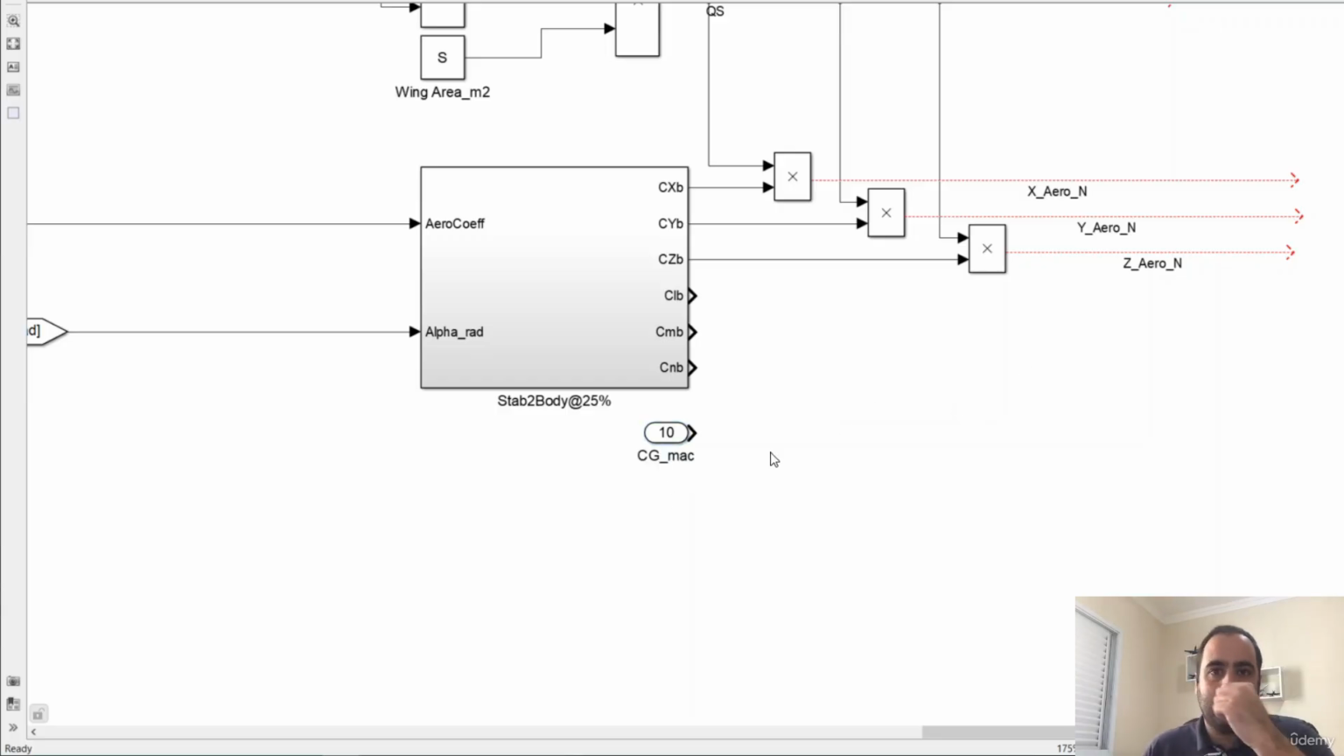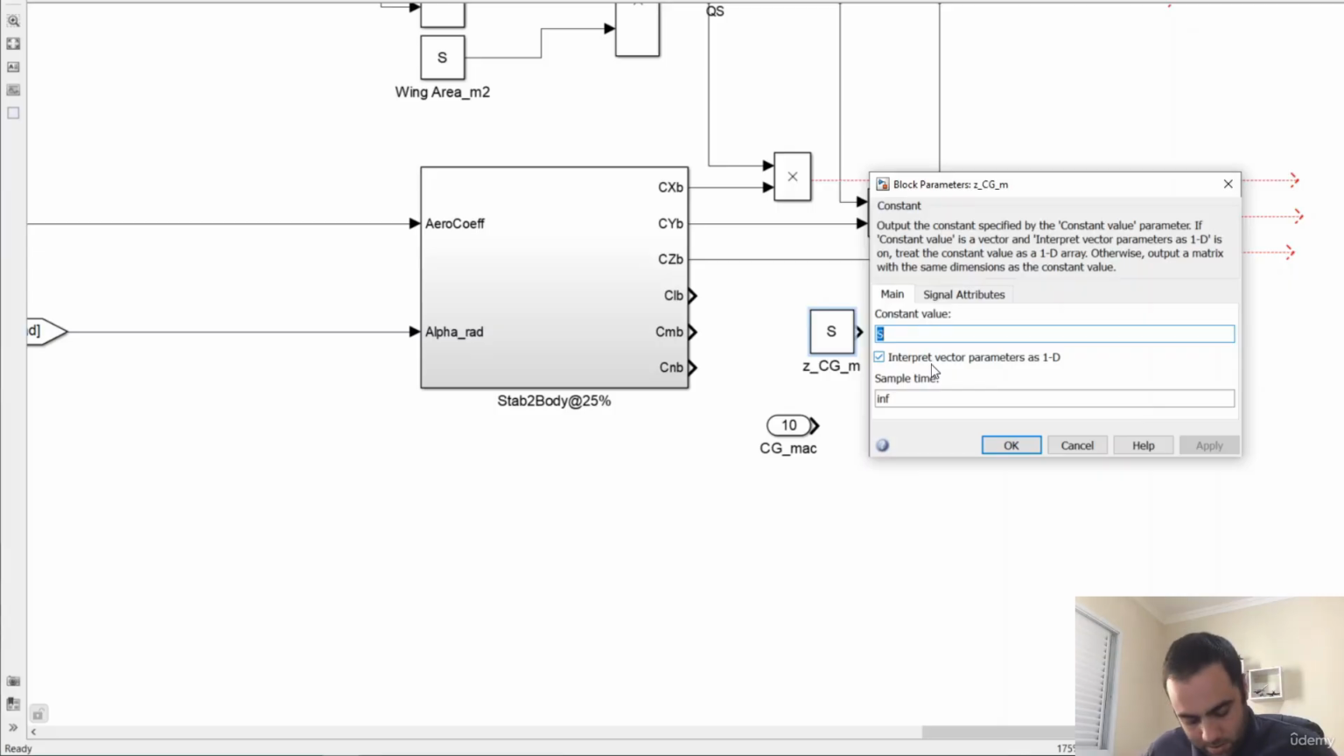Let's create this input here. So the CG is going to be defined by the user, so it can vary greatly. So we have the CG here as an input. We'll have the ZCG, which is kind of fixed, so we can just declare it here. So ZCG in meters, as we saw. I'll call it ZCG.